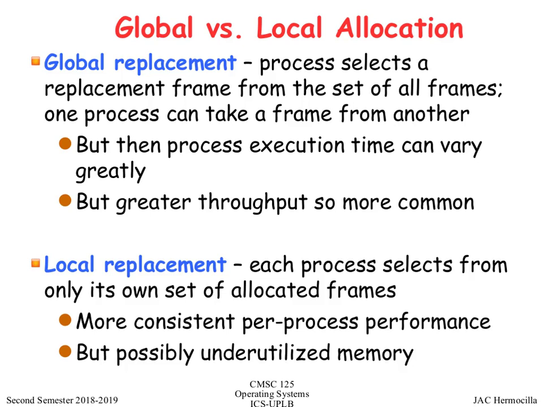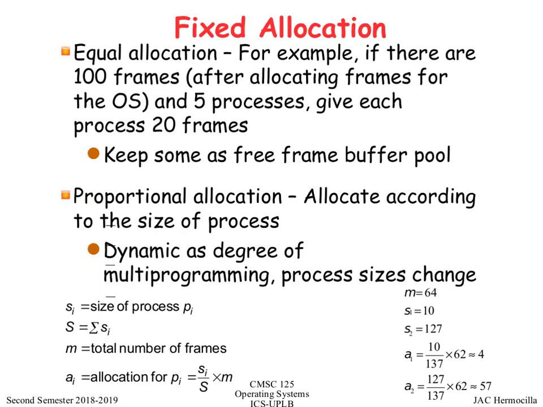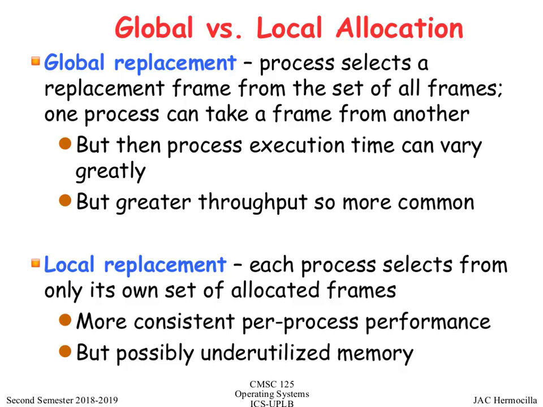Okay? Pag sa local replacement, each process selects from only its own set of allocated frames. So, di ba, may page replacement tayo. Okay? So, pag local, ito yung allocated sa kanya. Di ba, may frame allocation tayo. We have frame allocation. Okay? Ito yung na-allocate sa kanya na frame. Pag local replacement, pag magkakaroon ng page replacement, dito lang siya kukuha sa allocated sa kanya na frames. Pag global, pwede siyang kumuha sa iba. You get the idea? Okay.